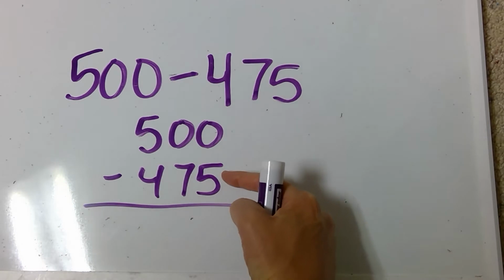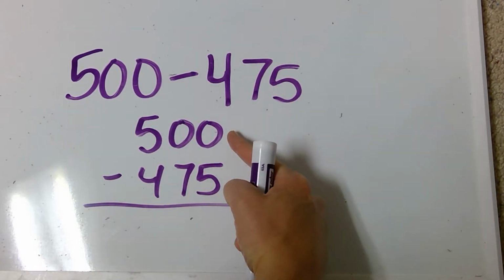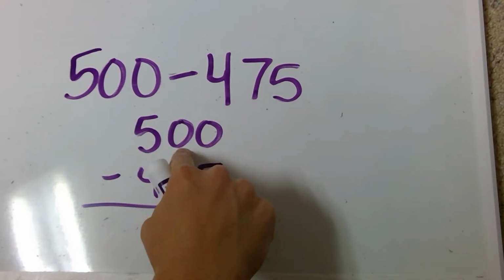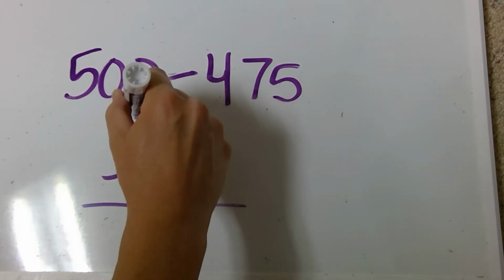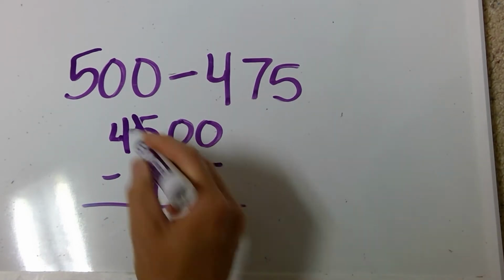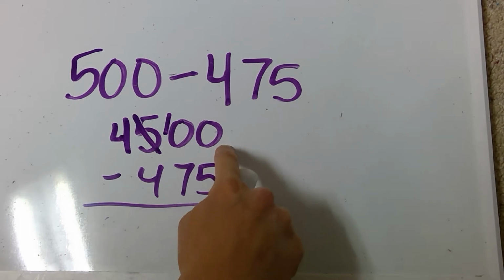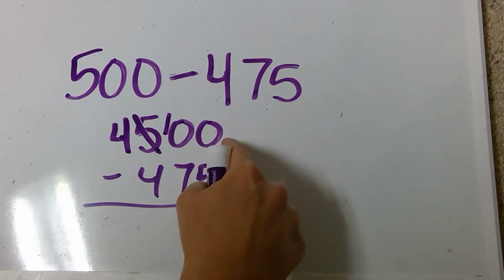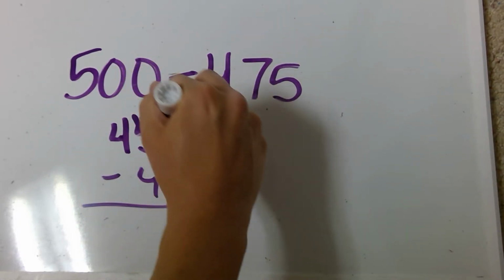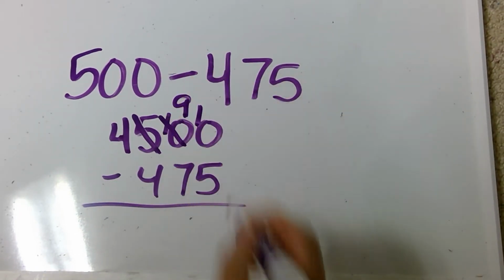0. Can I take 5 cookies away from 0 cookies? No. So I have to borrow, but I can't borrow from that 0, so I've got to go to the 5, and the 5 becomes a 4, and that 1 that I just borrowed makes this a 10. But I still can't do 0 minus 5, so I have to borrow from this 10, it becomes 9, and this 0 becomes 10 now.